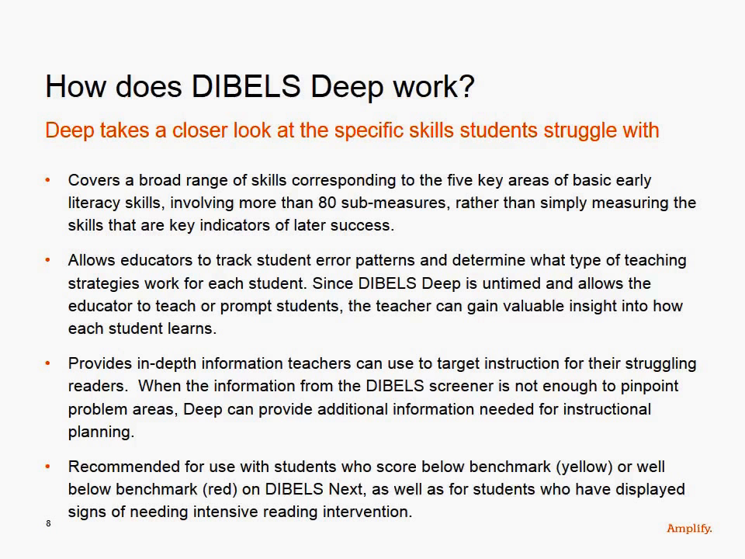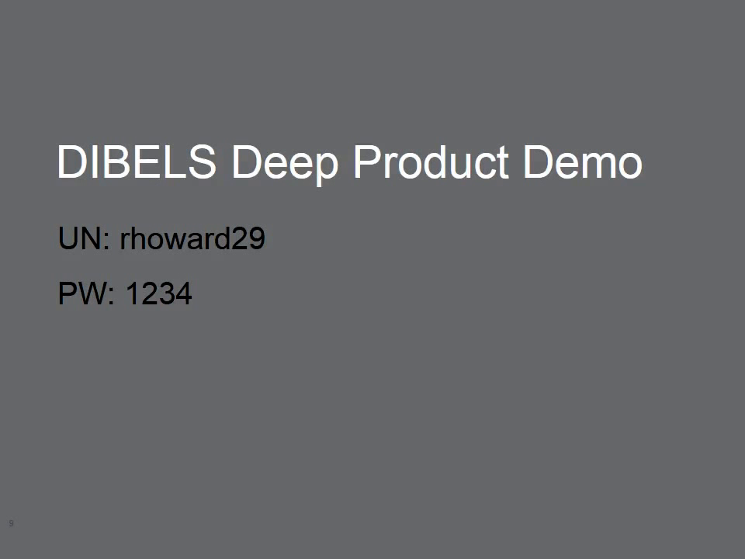And it's untimed, so the student doesn't feel the pressure to have to go fast. And it's also very in-depth. So when the screener isn't enough to pinpoint the problem area, that's when you use Deep. And then again, it's recommended for students who score below benchmark, so the red or the yellow, on DIBELS Next, or students that are showing signs of needing some intensive reading intervention. So from here, I'm going to show you what it looks like in the actual application, because it is live now.